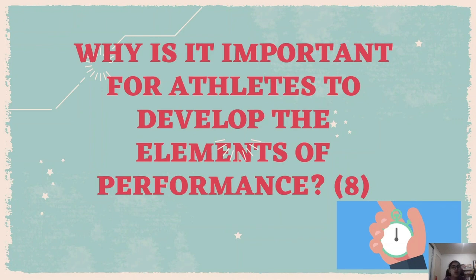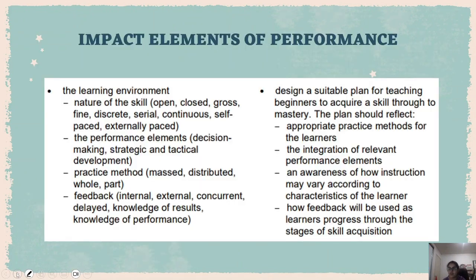So if you're having trouble remembering what part of the syllabus it's from, always start with the core. So you are right, it's from core 2. If you are thinking it's from core 2, hopefully you are all thinking that it is from core 2. There we go. Let's have a look then at the elements of performance. What actually are they? So these are the elements of performance: decision making, strategic, and tactical development.